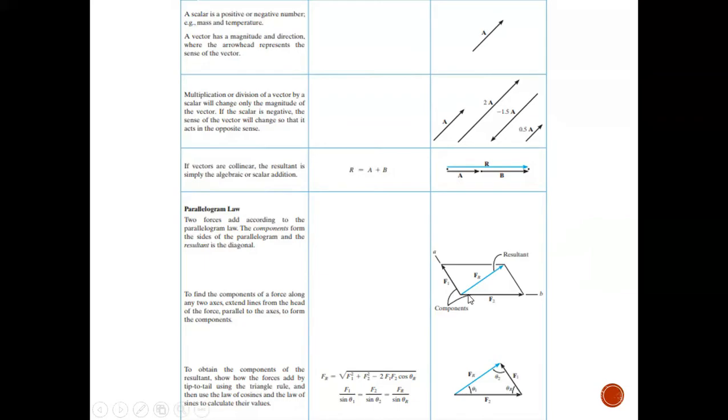Here, on the right side, this is the resultant vector, and this is the parallelogram. So to obtain the components of the resultant, show the forces acting tip to tail using the triangle rule, and then use the law of cosines and the law of sines to calculate their values. To find the resultant force, we can use this formula, which is the square root of F1 squared plus F2 squared minus 2 F1 F2 cos theta. And this is the law of cosines. We can use this to find the force in the vector.